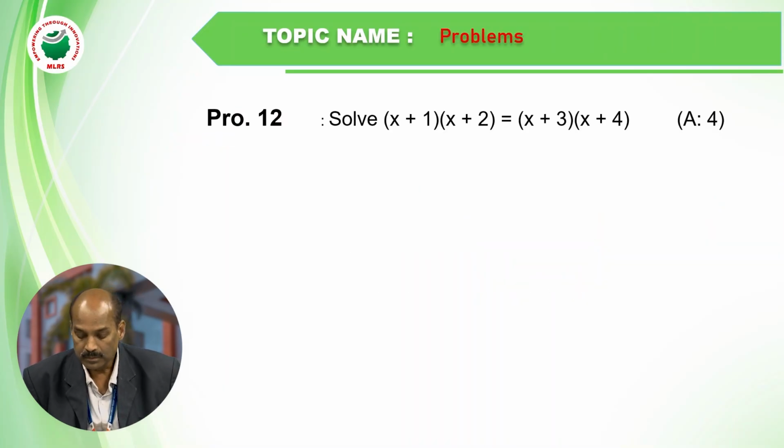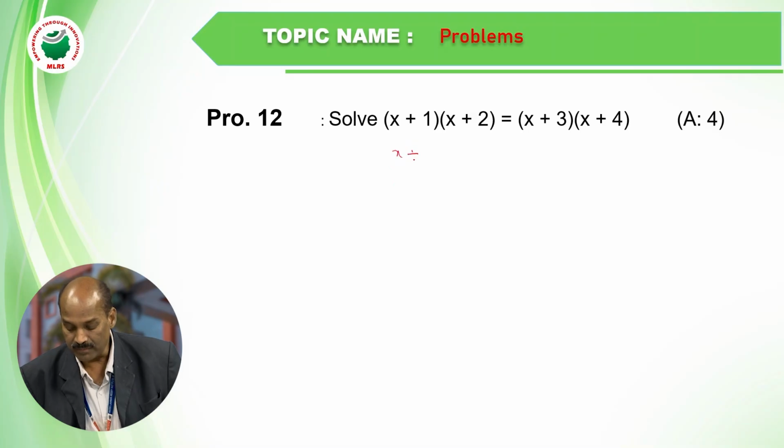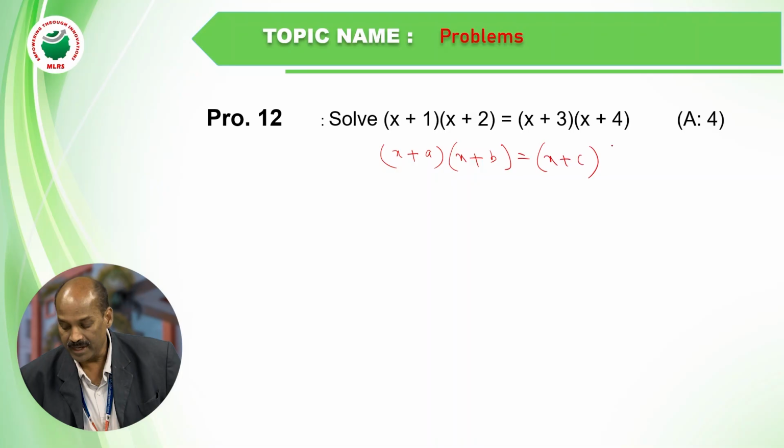Now, we solve this problem. Problem 12. Solve (x + 1)(x + 2) = (x + 3)(x + 4). How to solve this by Vedic mathematics? Now here you compare this equation with the standard form: (x + a)(x + b) = (x + c)(x + d).